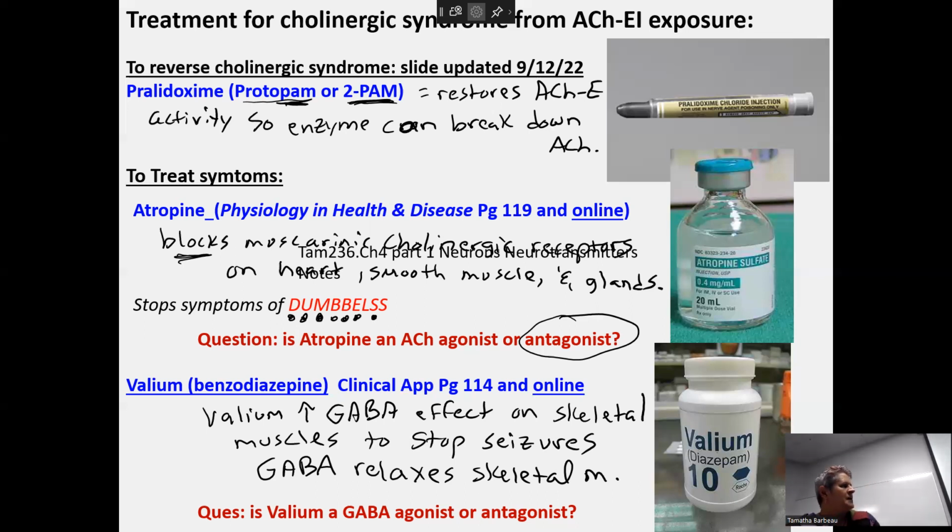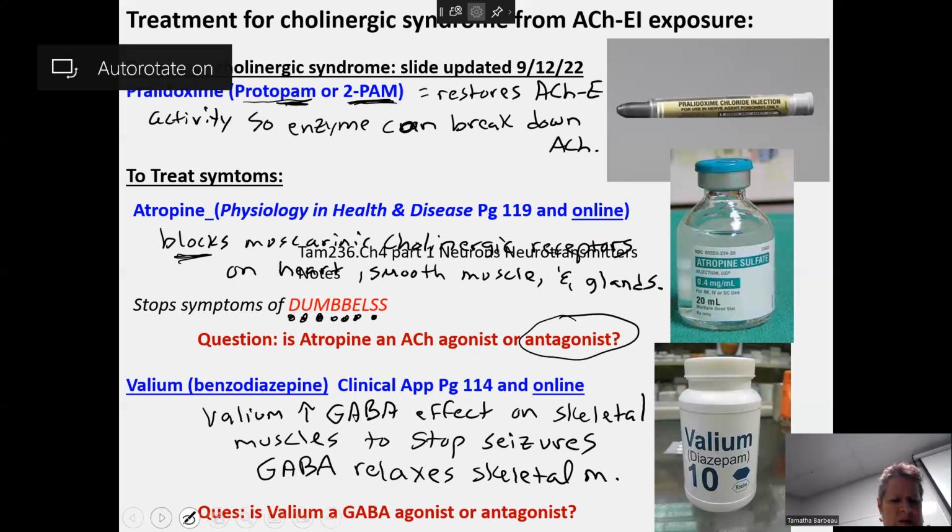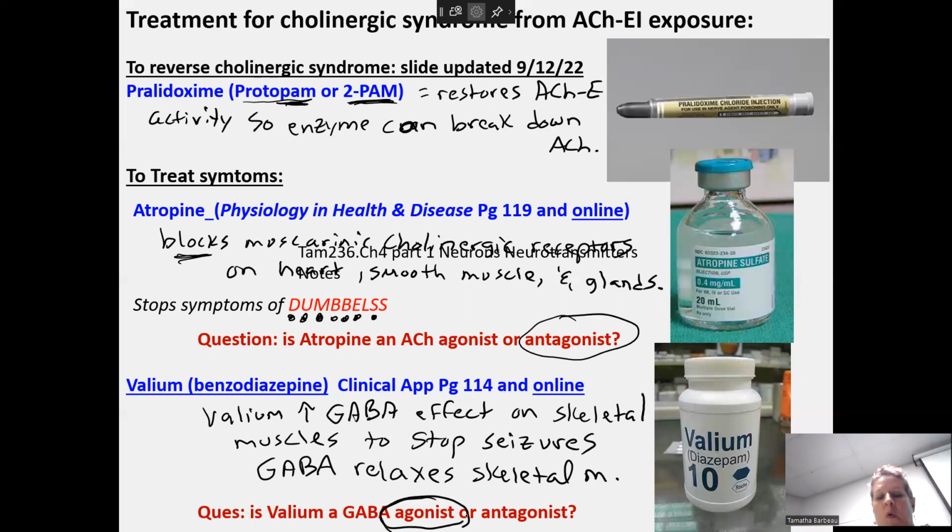So is Valium a GABA agonist or an antagonist? It's an agonist. Yes. Okay. It's an agonist because it causes more of its activity. Good. Threw a lot of stuff at you last week, so it was worth the time to recap. All right, so we'll move on.